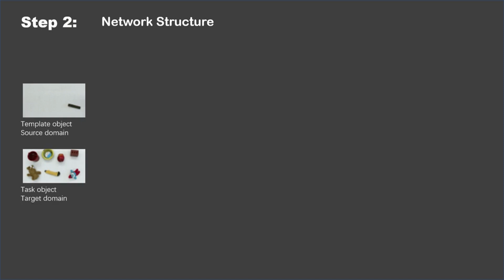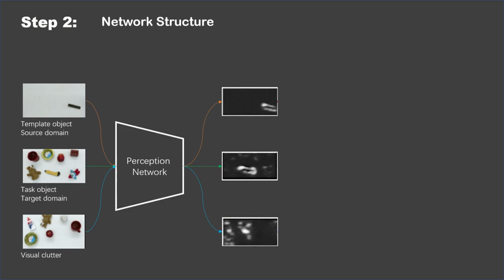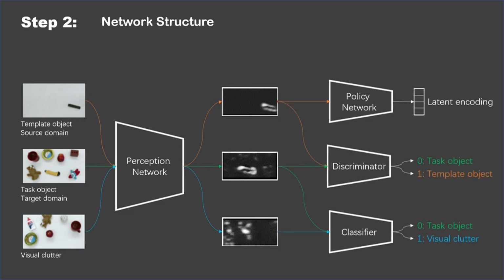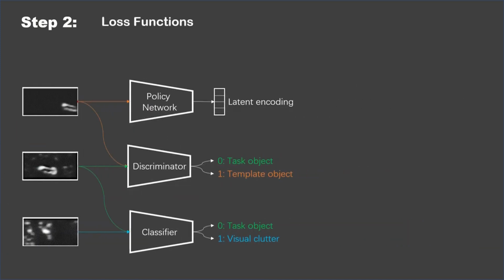We have three types of images in step 2. The images contain template object, which are the images from our source domain. The images contain the task object and visual clutter, which are the images from our realistic task setup. And also images contain only visual clutter. All three types of images will go through the same perception network to extract features. Then the features will be sent to different networks for further processing. Let's have a look at those networks one by one.